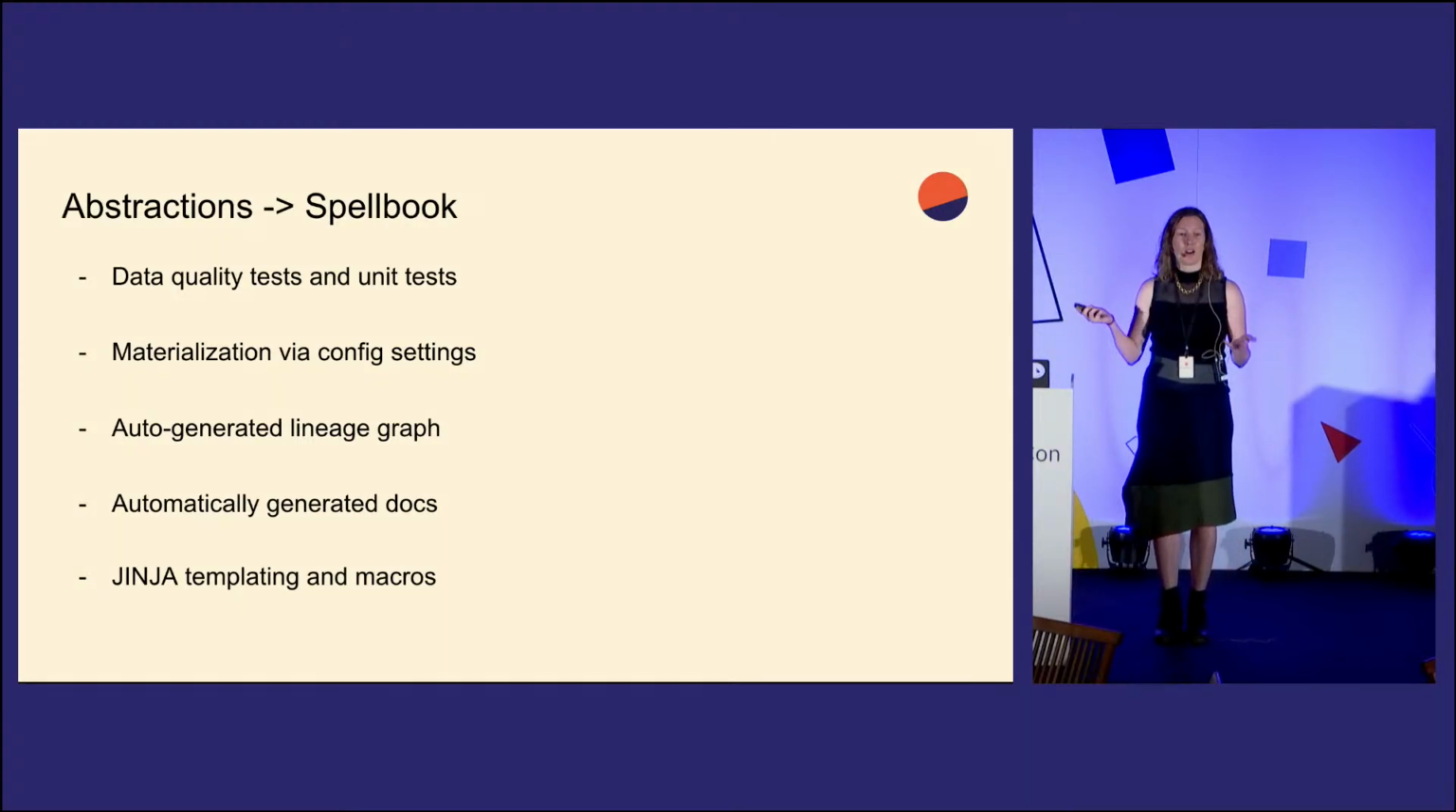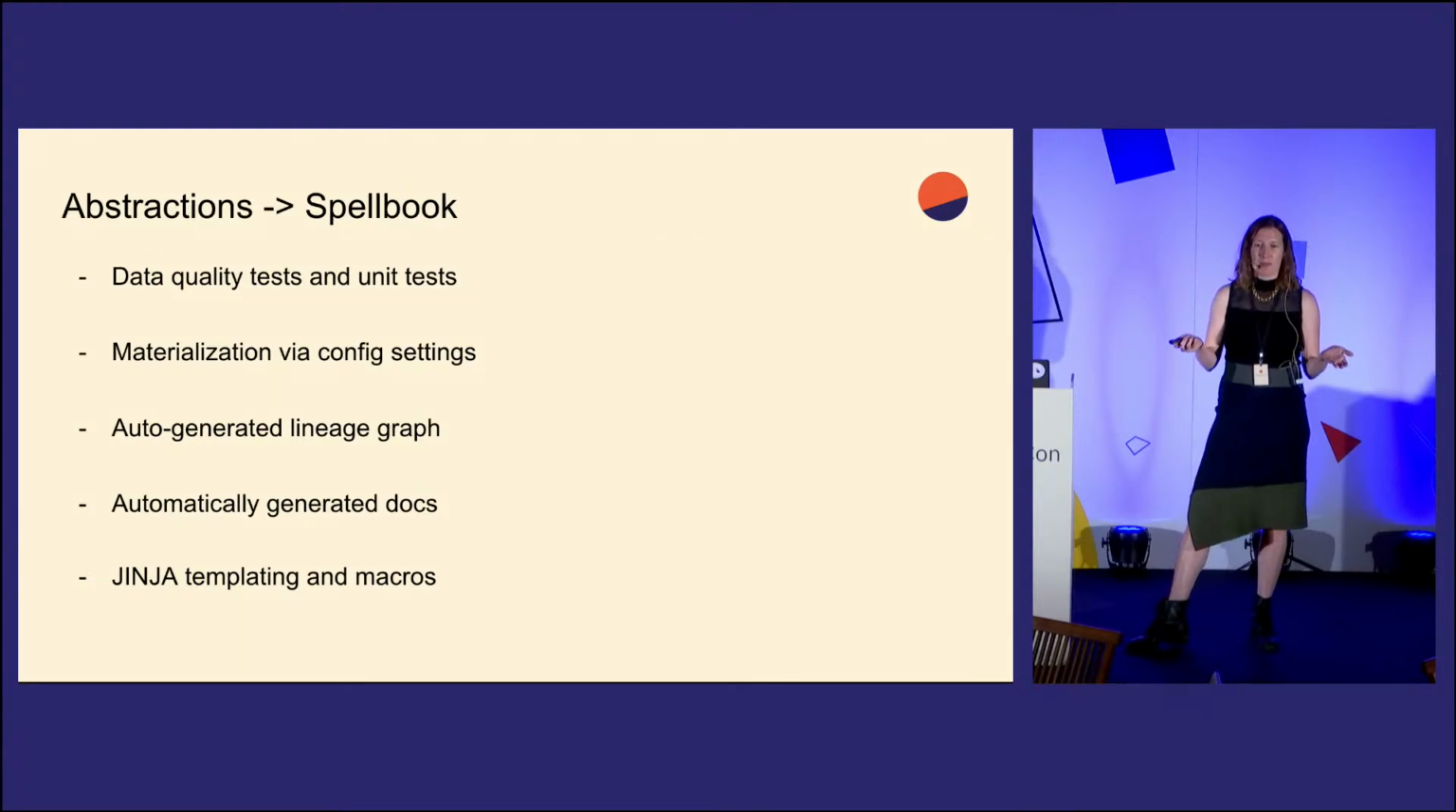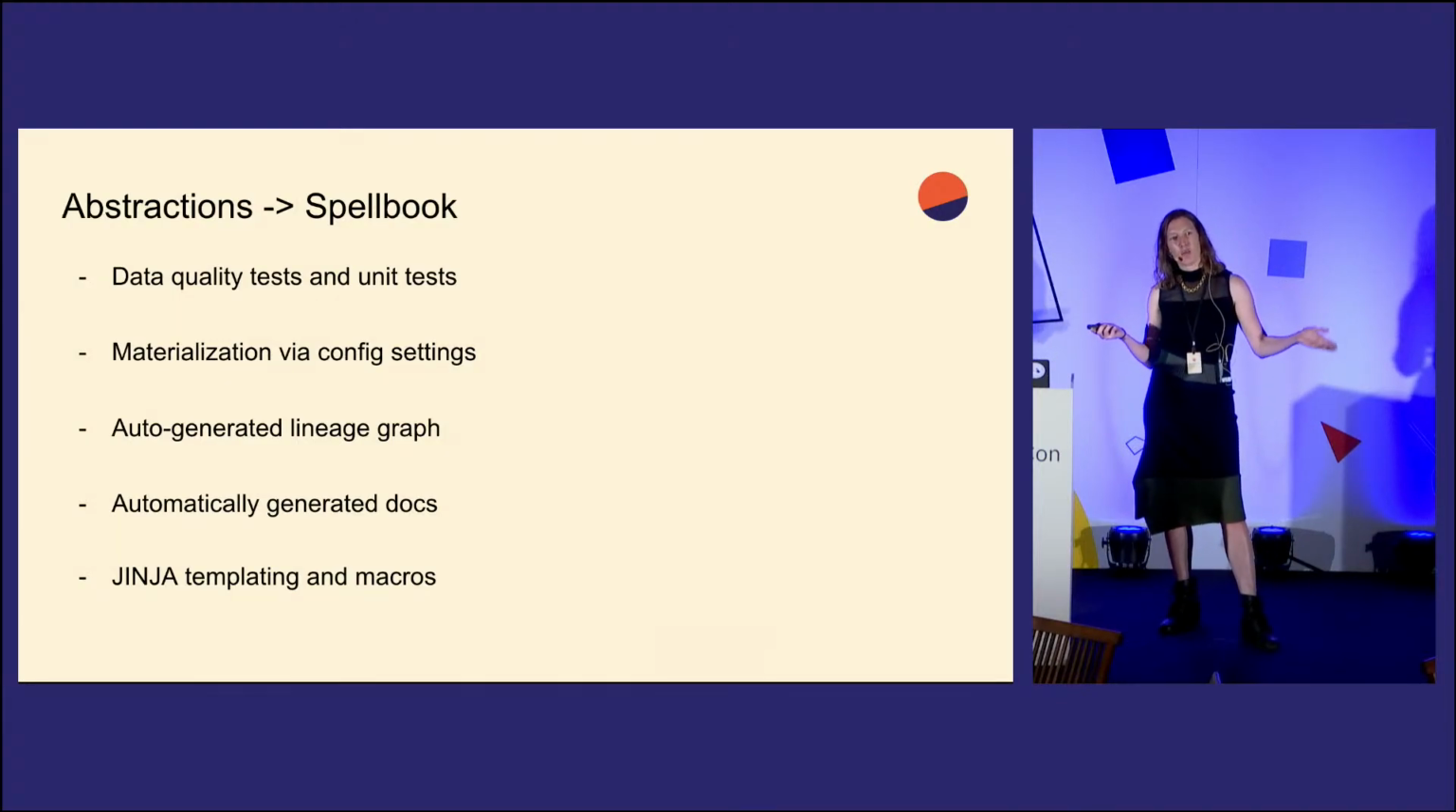And we also are implementing Jinja templating and macros, which means we can write much more elegant and modular SQL code rather than having to copy the same thing over and over again. We can do interesting things like write for loops and define variables. So a lot of exciting stuff when we've upgraded from Abstractions to Spellbook.